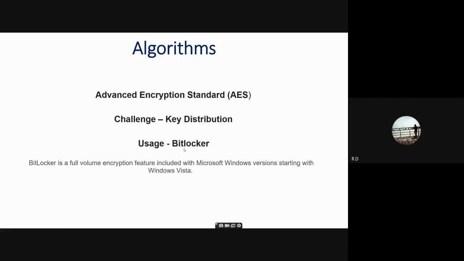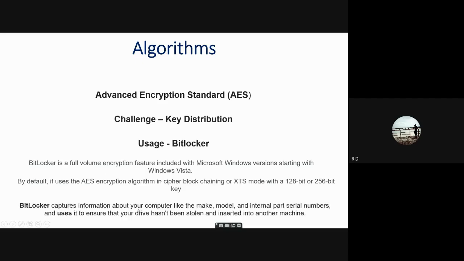Okay, starting with the Vista versions, Microsoft has given this cryptographic symmetric encryption application called BitLocker, which uses the AES encryption algorithm with a key length of 128 bit or 256 bit. It is used for full volume encryption. It captures information about the computer's data, including make, model, and internal part serial numbers, and uses it to ensure that your drive hasn't been stolen and inserted into another machine.